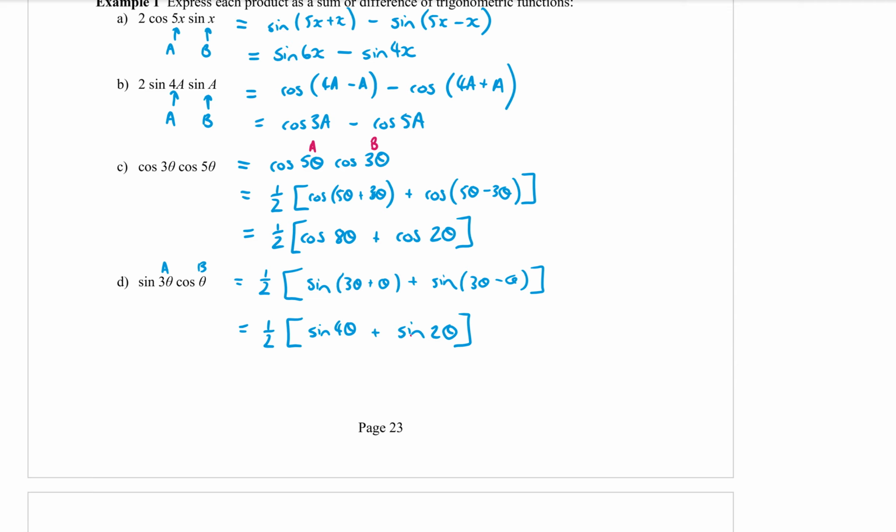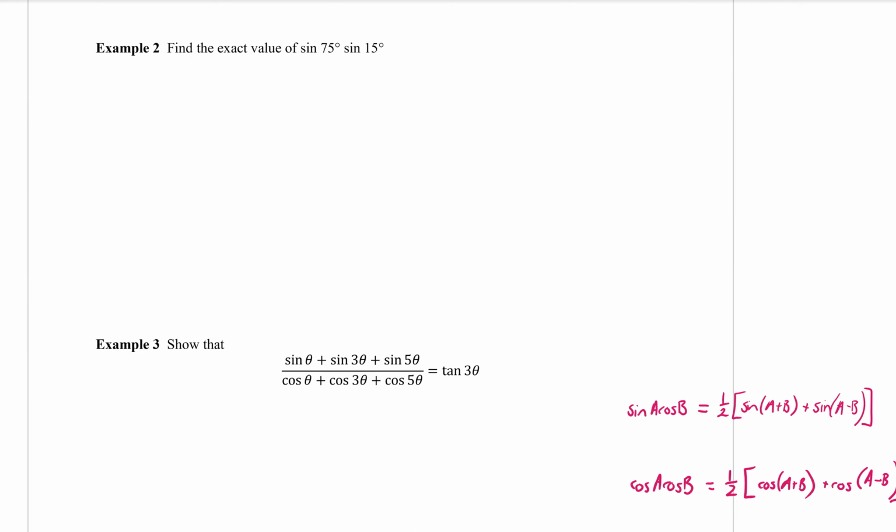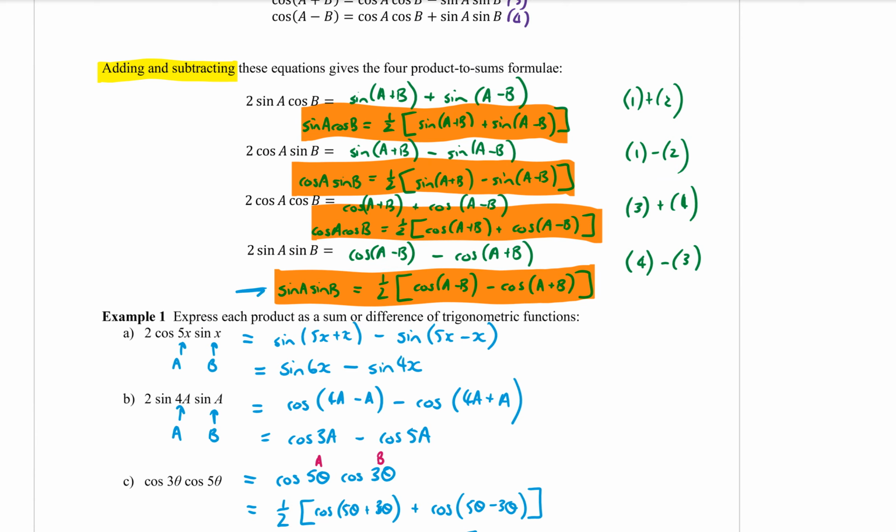On the next page, we have some questions that are a little bit more interesting. So question number 2, find the exact value of sine 75, sine 15. You can see that there are 2 trig functions multiplied together. It's sine, sine, which means if we look at our formulas back here, sine, sine is going to be this last formula that we need to use. Okay, without the 2 though, so the highlighted version. So that's going to become half of cos A minus B minus cos of A plus B.